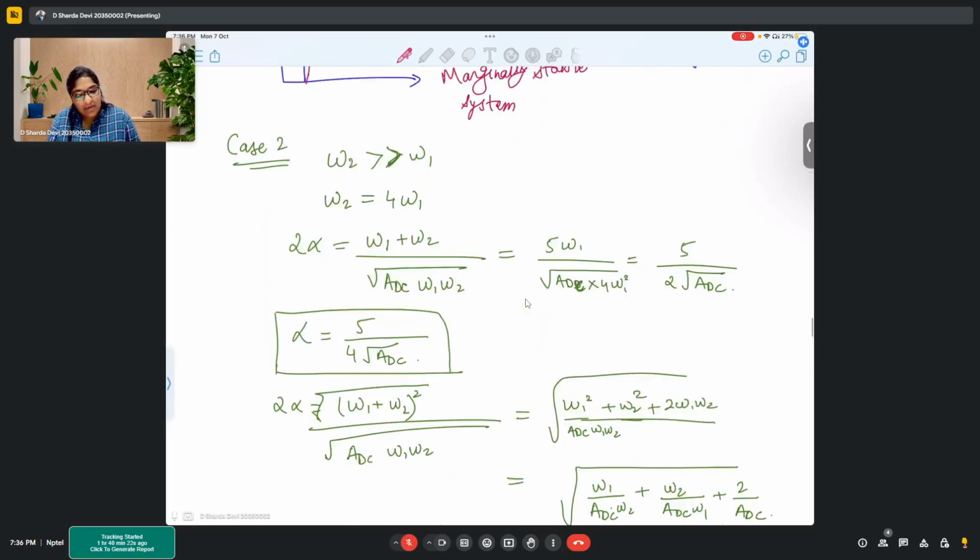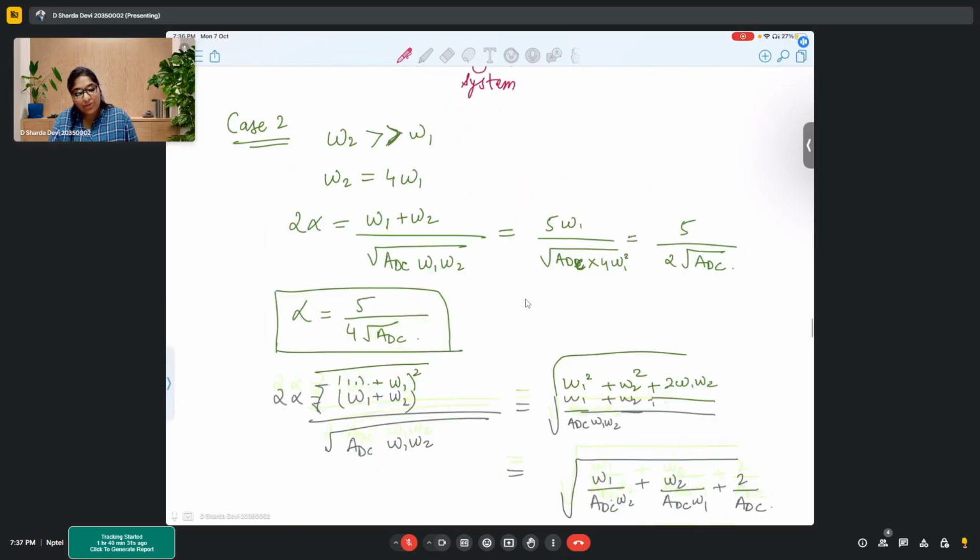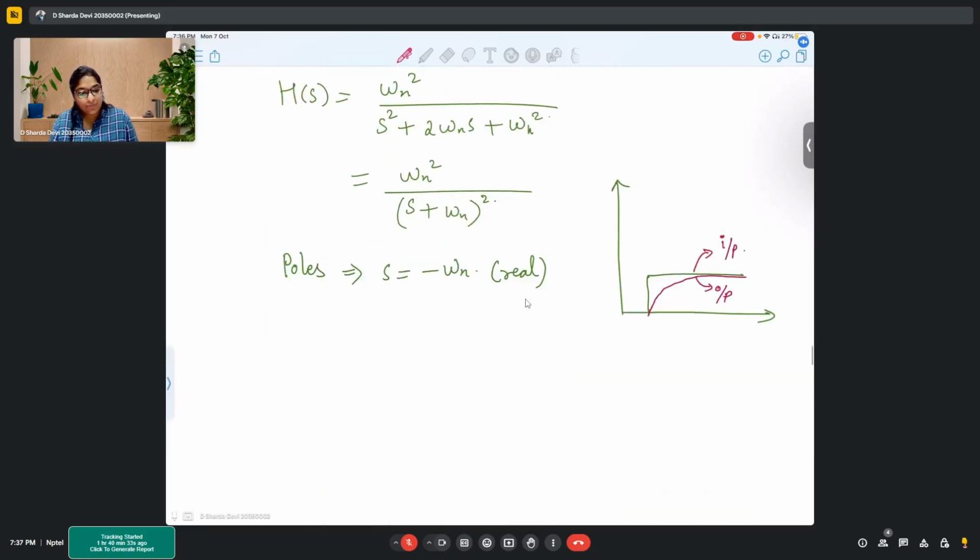So the idea of this analysis is, when your damping factor becomes zero, you get a marginally stable system. When you have a damping factor of 1, your system becomes overdamped. So that's how your damping factor works. The more the damping, the more overdamped it becomes. If there is zero damping, then it becomes marginally stable.